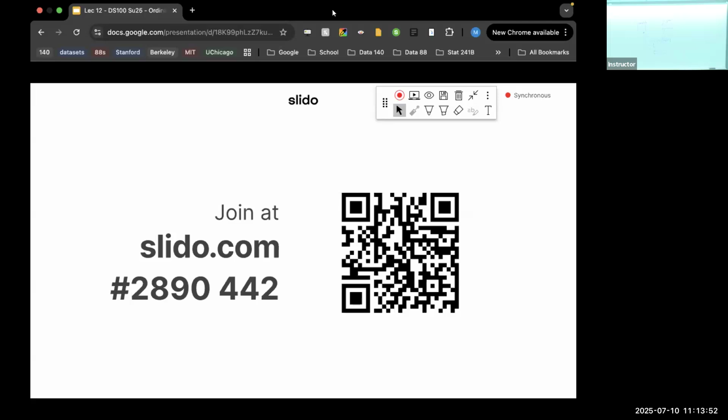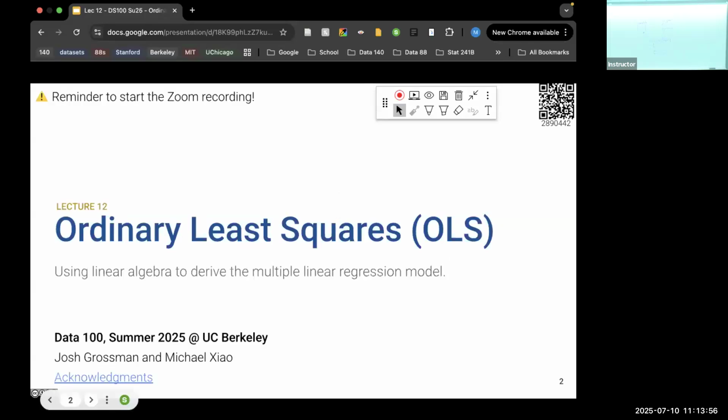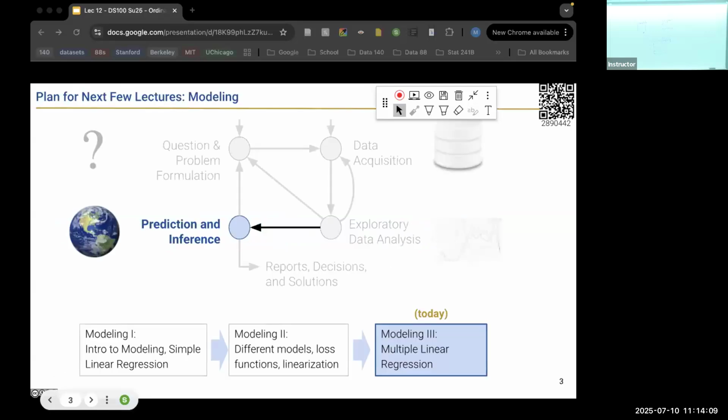Today we're gonna finish up the last installment of the modeling series. We're going to talk about ordinary least squares. I'll explain what that means in a second. There's going to be a lot of names thrown at you today. So far what we have seen is the simple linear regression model, where you have an intercept and a slope, and a single feature that you plug in and use to predict the response.